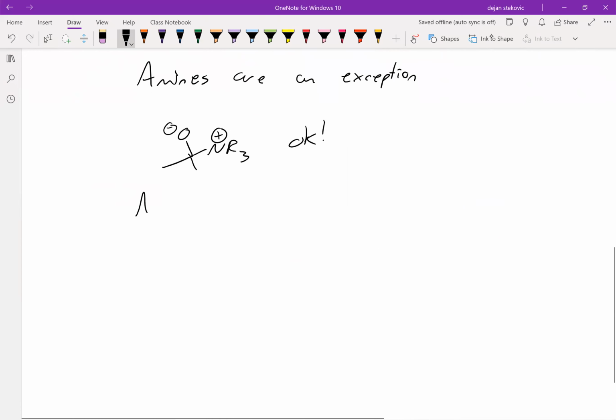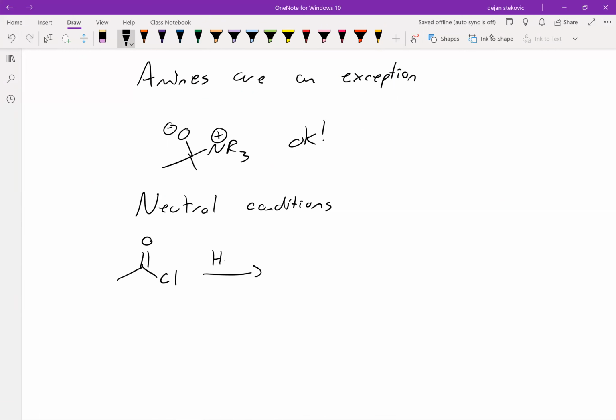And then the other one are going to be neutral conditions. Some of our derivatives are reactive enough that they don't need a strong nucleophile or an acid catalyst to do their work. And what we're talking about here are acid chlorides. They're the most reactive ones. And so what we have here is just neutral water coming in, doing our attack.